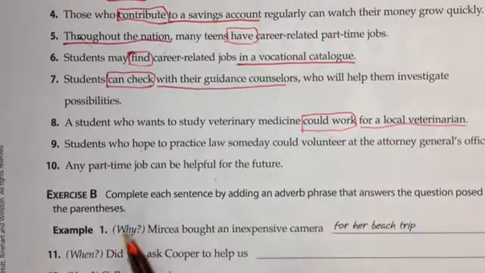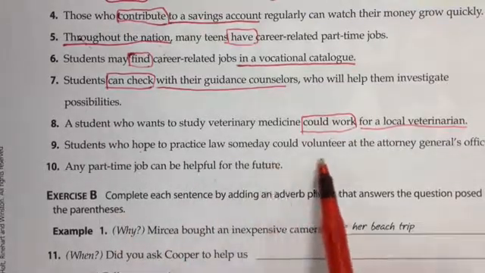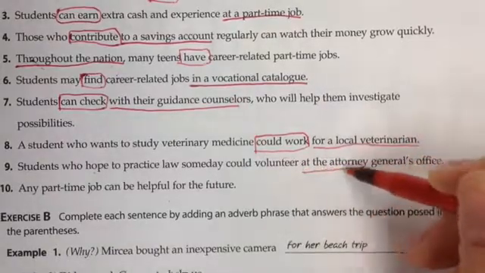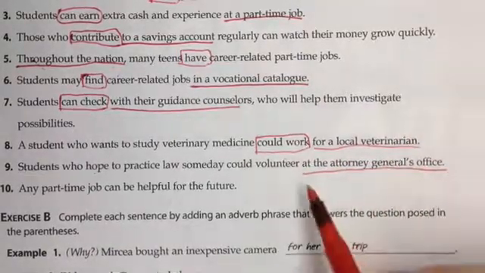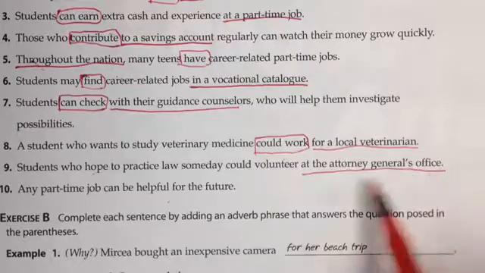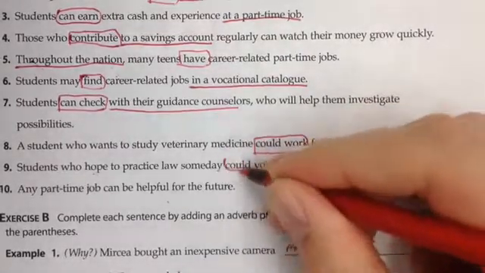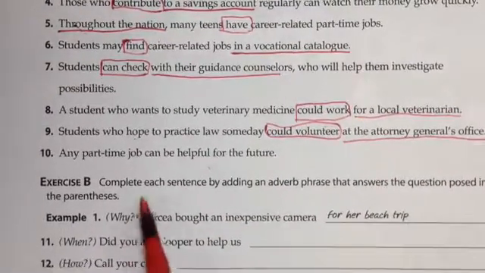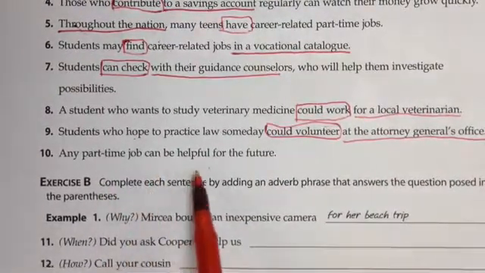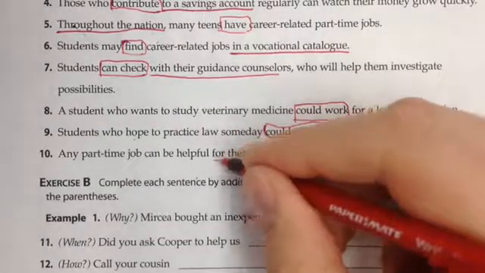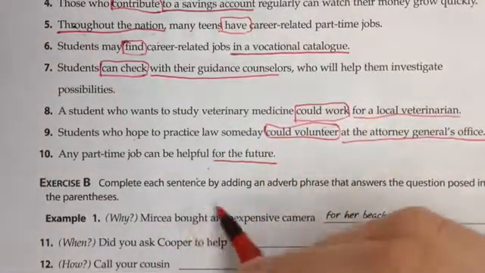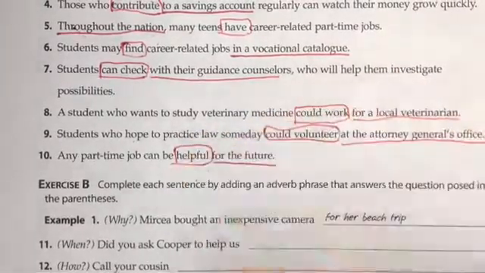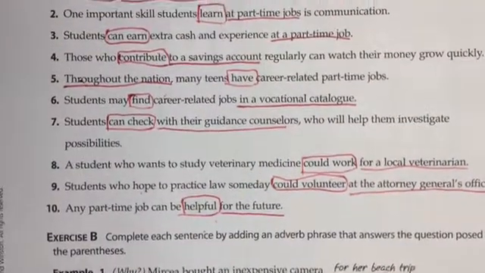And 9, students who hope to practice law someday could volunteer. Where can they volunteer? Here's our prepositional phrase. At the Attorney General's office. Preposition, object of that preposition. And this describes could volunteer. And then 10, any part-time job can be helpful. How can it be helpful for the future? Or to what extent can it be helpful for the future? So this describes helpful.